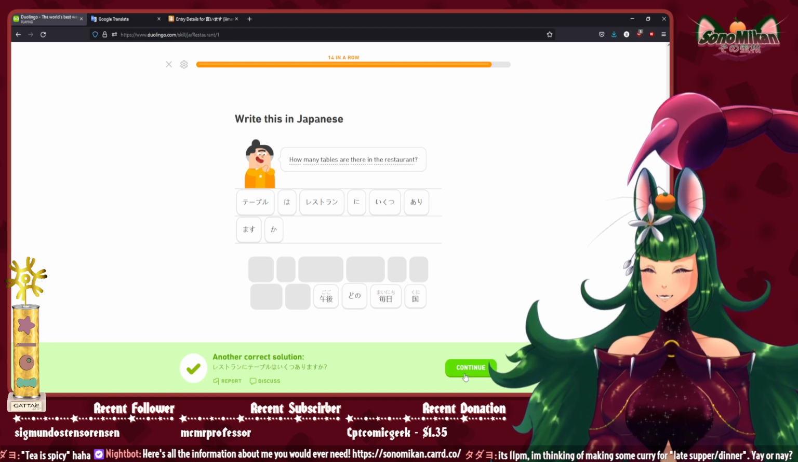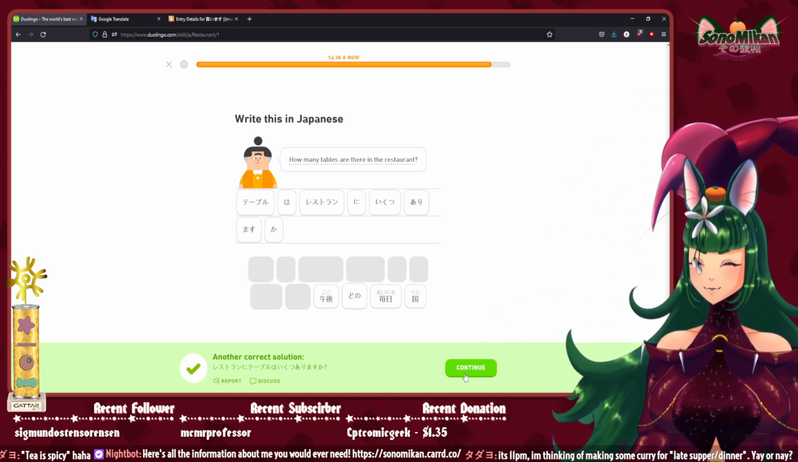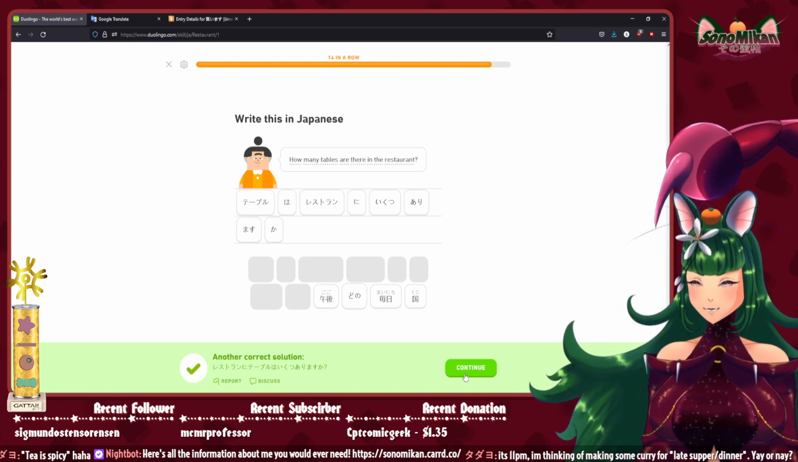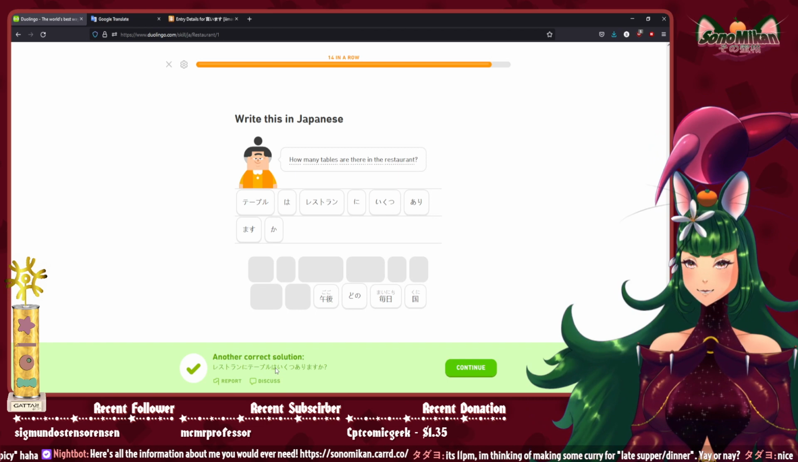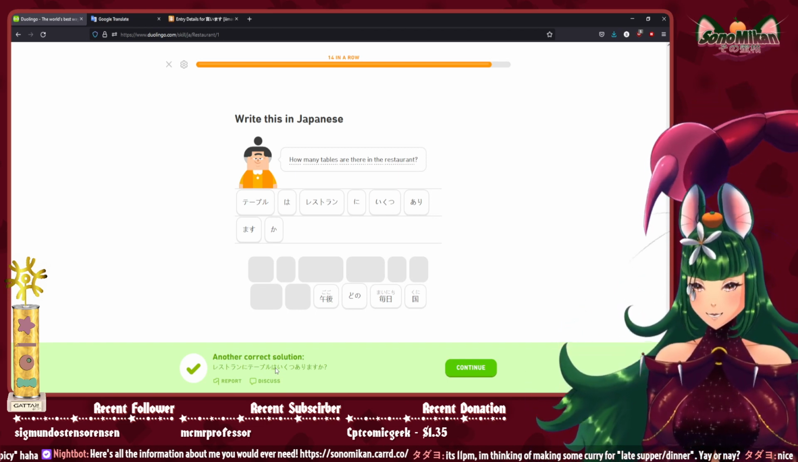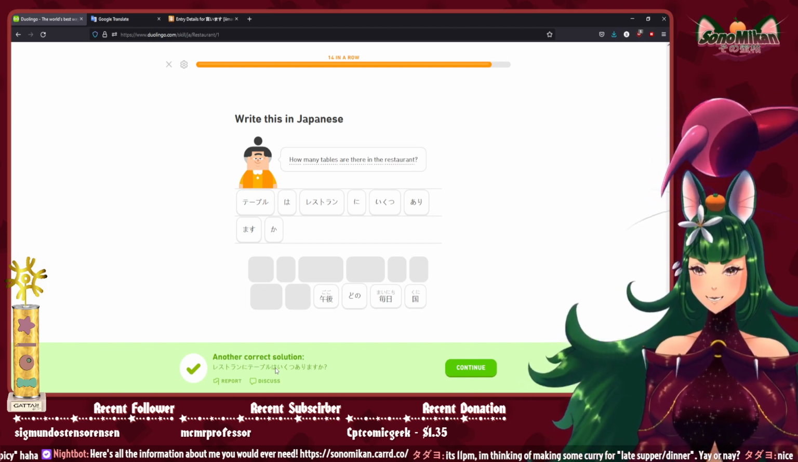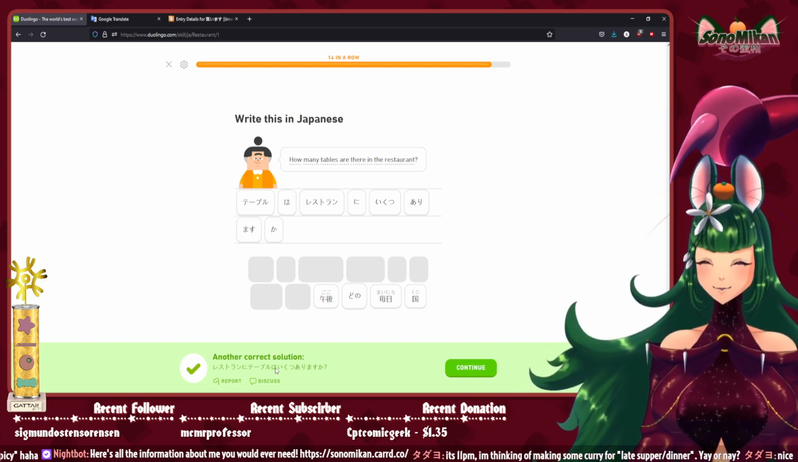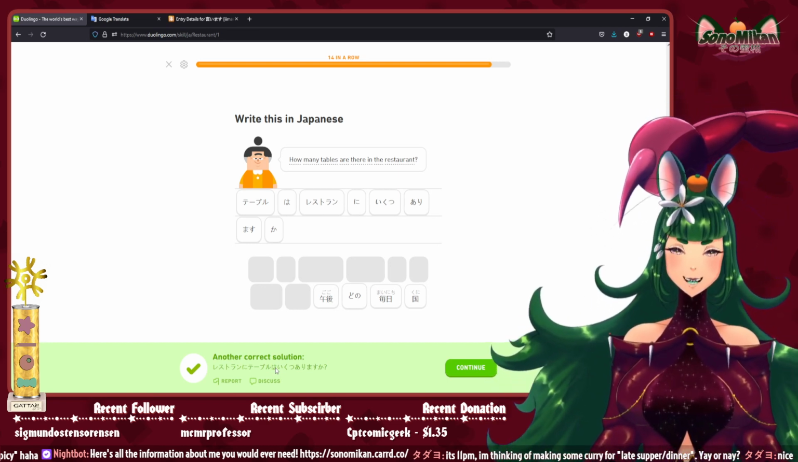Okay, let's look at the other correct solution, because maybe that's a better structure than the one I did. So, restaurant ni table wa... Oh, okay, that just switched the restaurant and the table. Ikutsu arimasu ka? Okay, so that's a thing that I've gotten tripped up over in the past, is thinking there should be a particle when there's not.